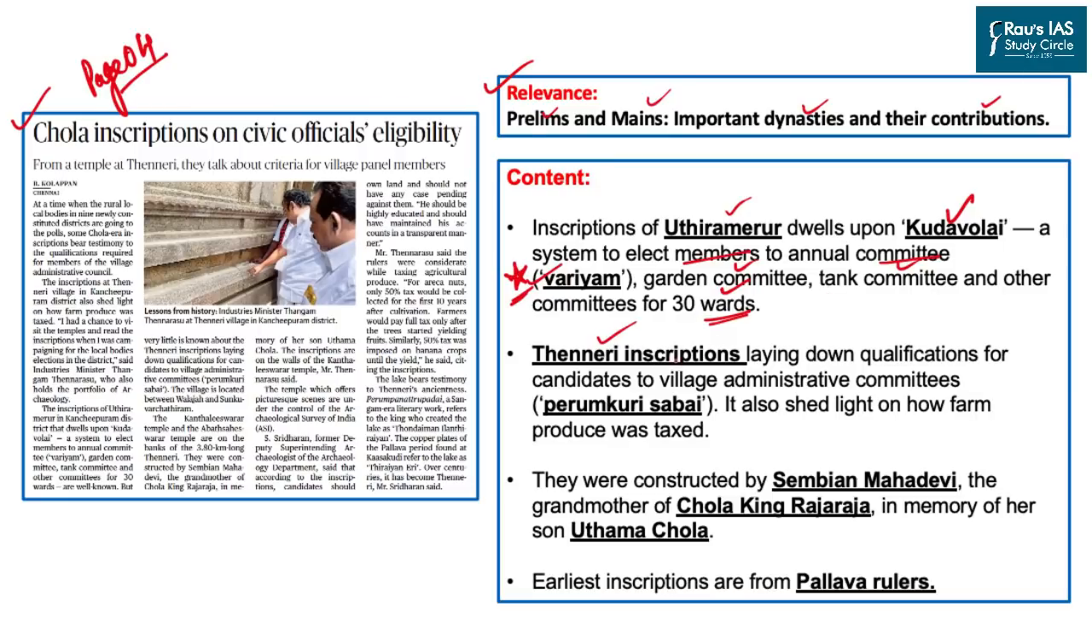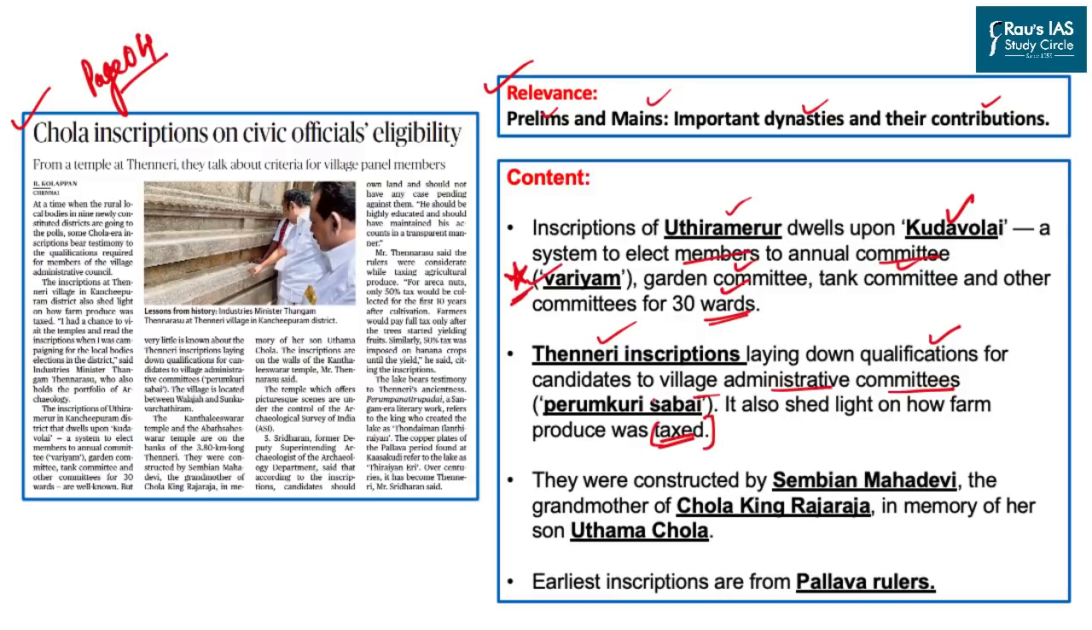The second one is known as the Thaneri inscription. It lays down the qualification for the candidates to village administrative committees, and these committees were known as Perumbukuri Sabai. It also sheds some light on how the farm produce was taxed. So it talks about taxation and it talks about the candidates and their qualification.